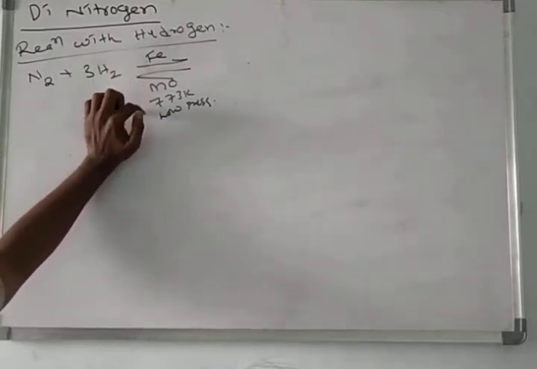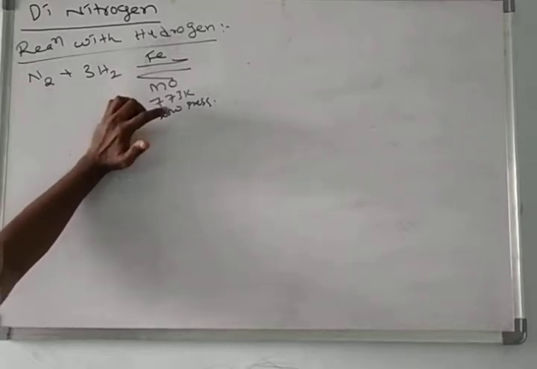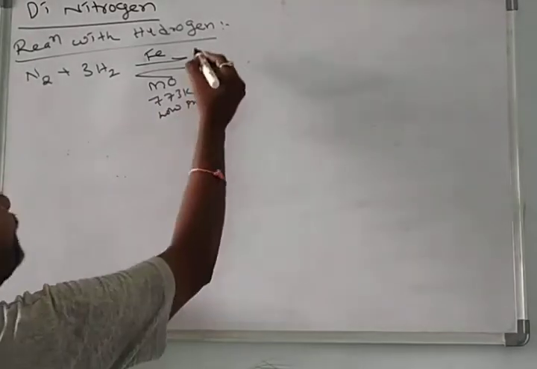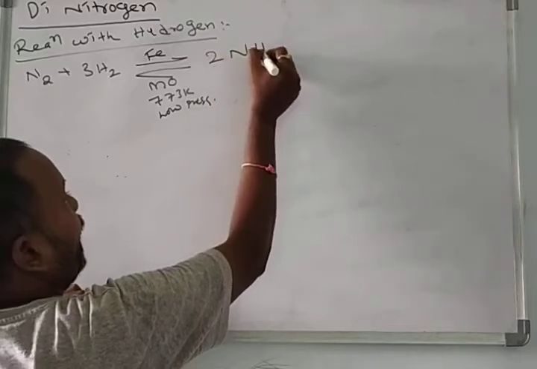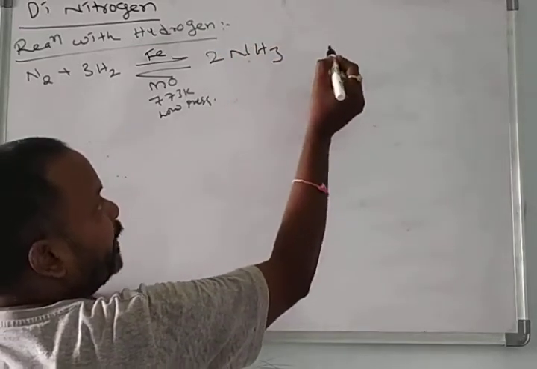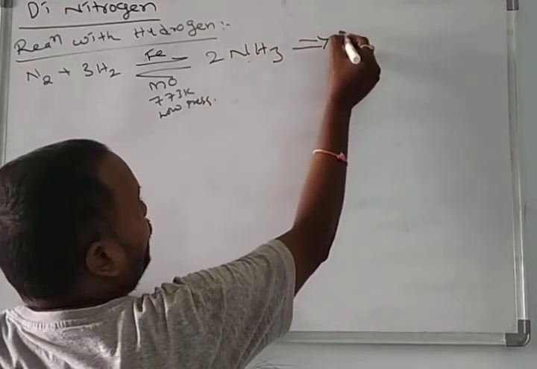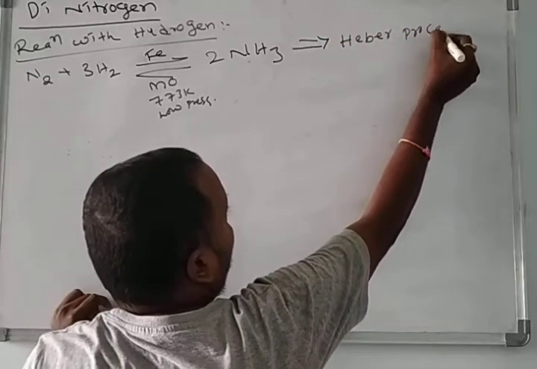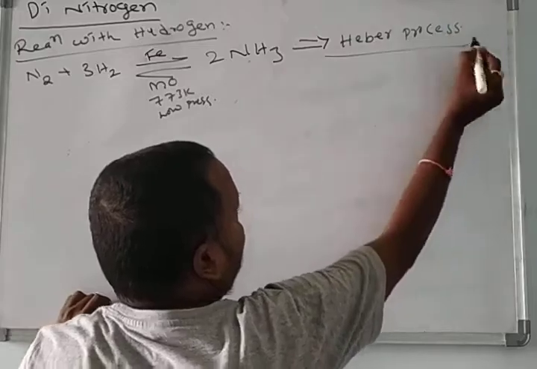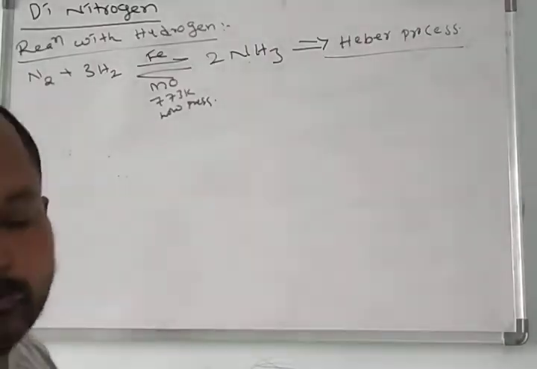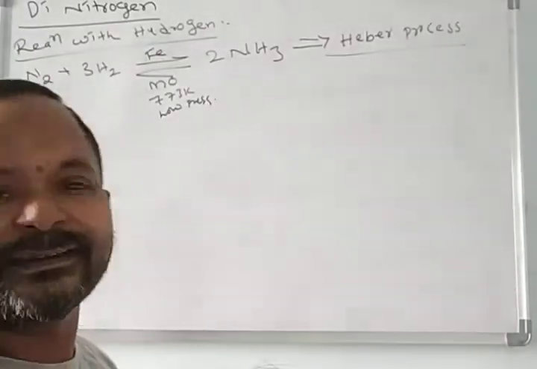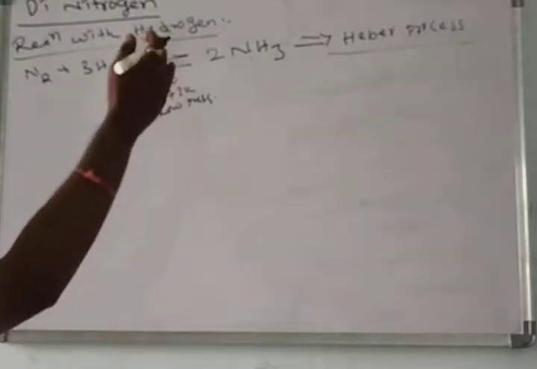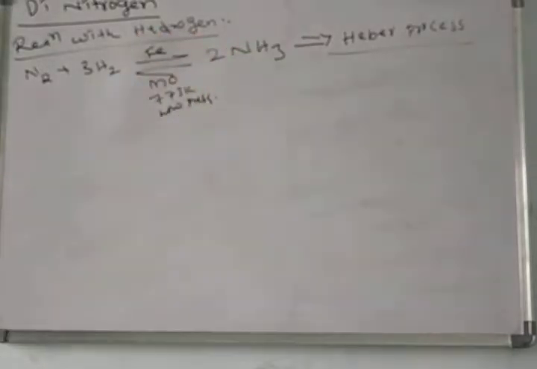Temperature 773 Kelvin, 2 to 3 atmosphere pressure, low pressure, and it forms 2 moles of ammonia. This process we call the Haber process. This is the important process for the preparation of ammonia. Next, in continuation, we'll see the preparation of ammonia by using the Haber process.